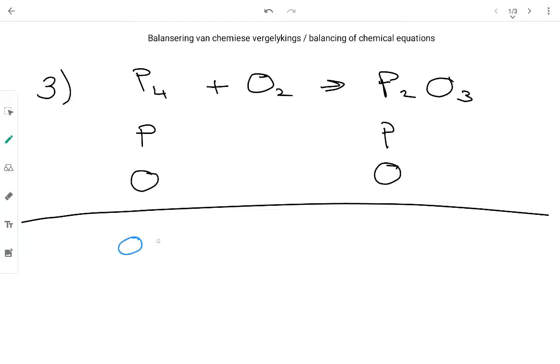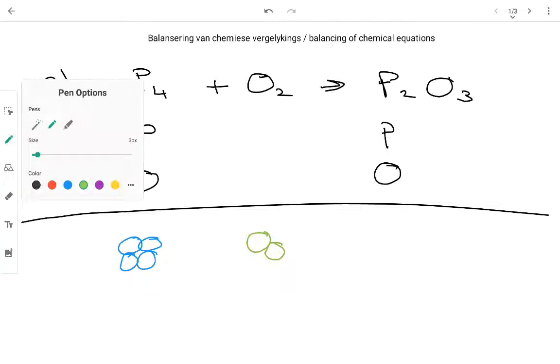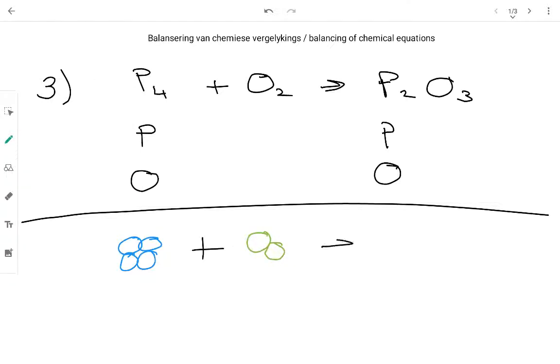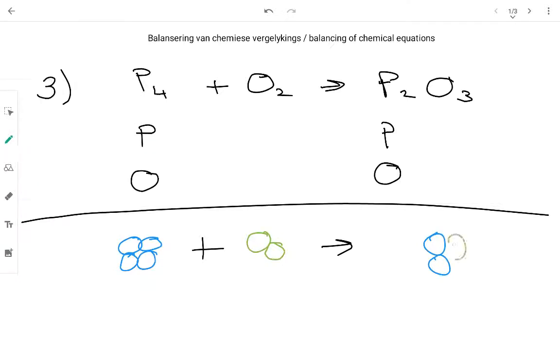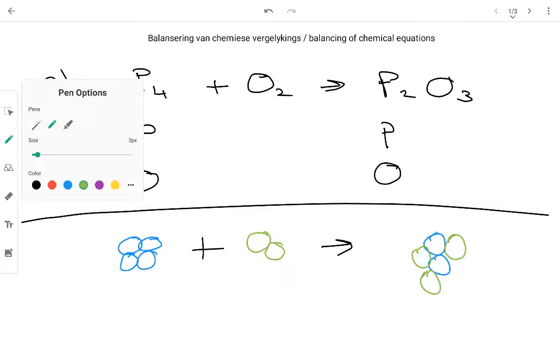For example, I have a molecule of phosphorus and I have a molecule of oxygen. They react with one another to form the following compound. We have 2 phosphorus and 3 oxygen atoms. Note that they are all touching one another. Sorry that I'm not drawing perfect circles. I'm trying to draw on a tablet. It's quite difficult and something new to do.